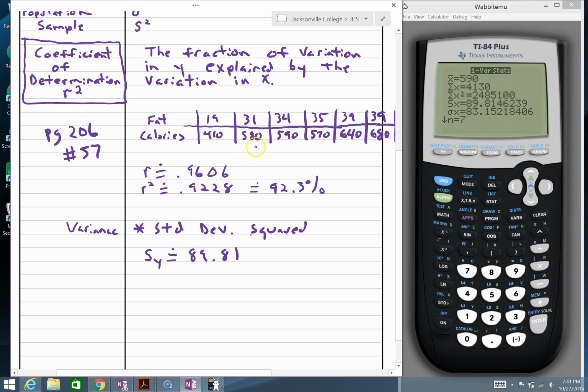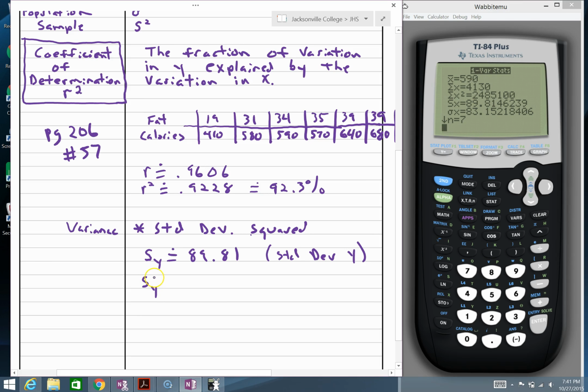This number describes a typical distance that these numbers are from it. This is my standard deviation. This is the standard deviation of my y values. All right, well, now let's look at the variance of my y's.